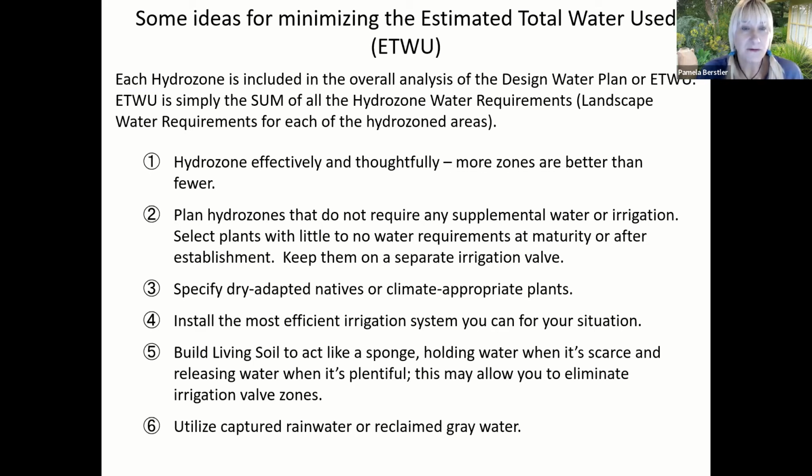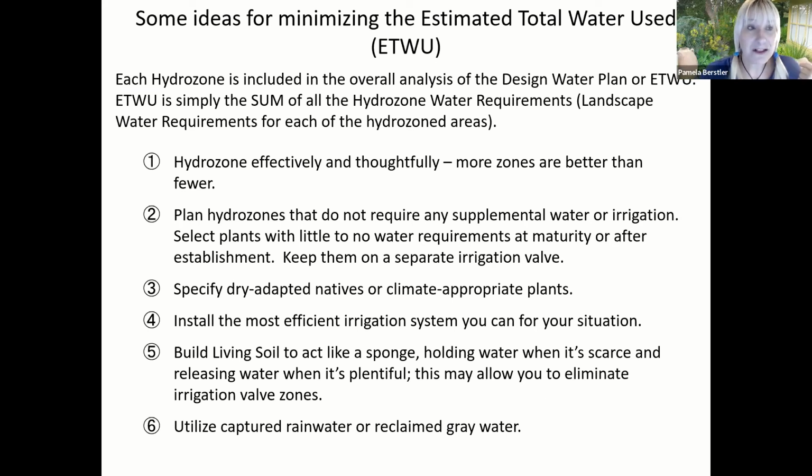Shifting your plants from non-native, non-climate adapted plants to climate adapted plants will probably give you some benefit in the estimated total water use. Making sure that your irrigation system is as efficient as possible, because as your distribution uniformity rises and your efficiency rises, your estimated total water use decreases.